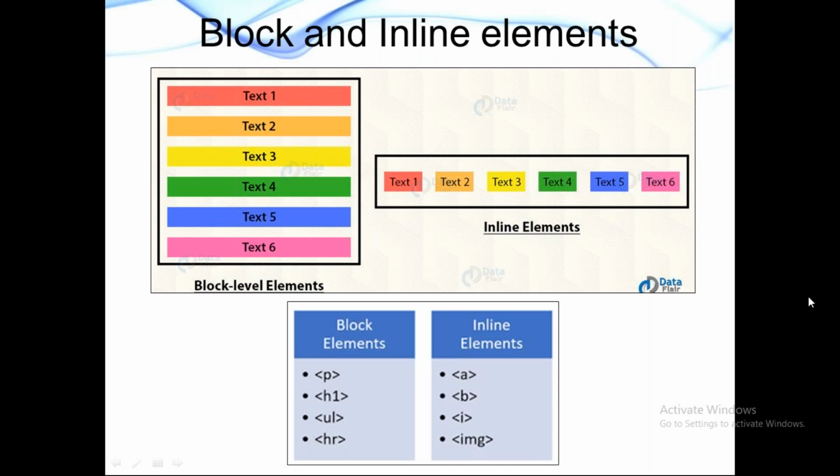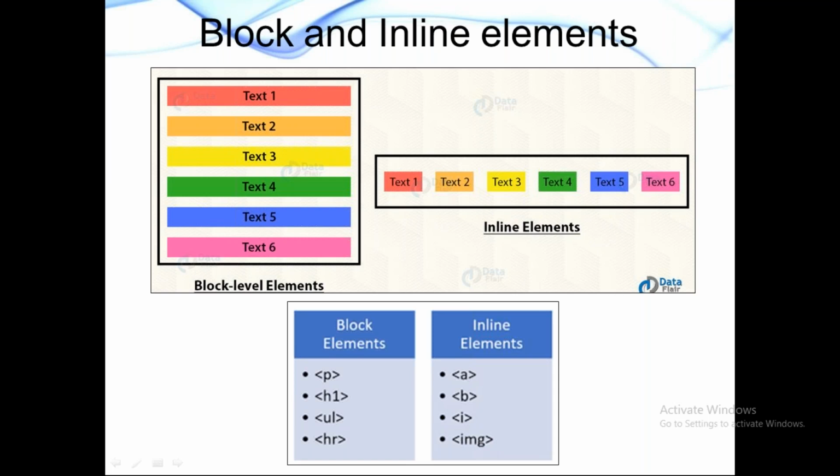Now you have learned a lot of HTML tags like heading tags, paragraph tags, unordered list, horizontal ruler, etc. Some of them are classified as block elements, and some of them are classified as inline elements. Your paragraph, heading tags, and lists are called block elements. Your anchor tag, hyperlink tag, bold, and images are called inline elements.